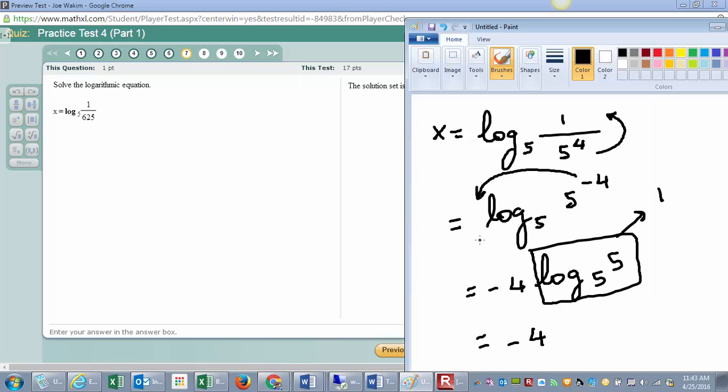So again, what we did is change the 625 to an exponent notation. 5 times 5, 25. 25 times 5 is 125, and 125 times 5 is 625. And therefore, we can move this up, make it 5 to the minus 4. Move the negative 4 as a coefficient, one of the power rules for the log. And then negative 4 times log 5 base 5, this goes to 1, so negative 4 is the final answer.